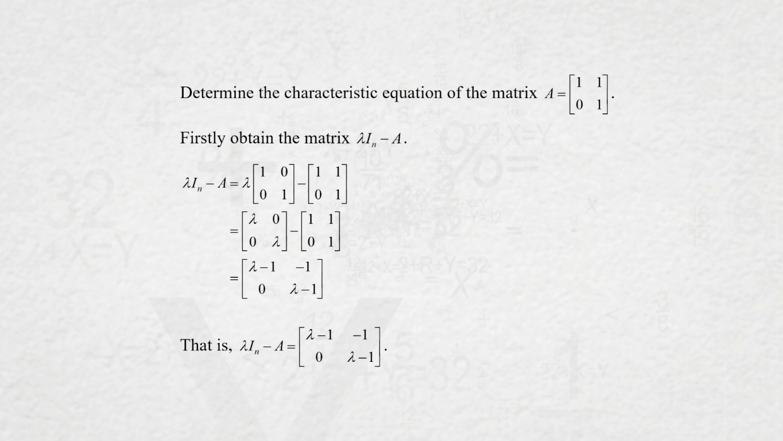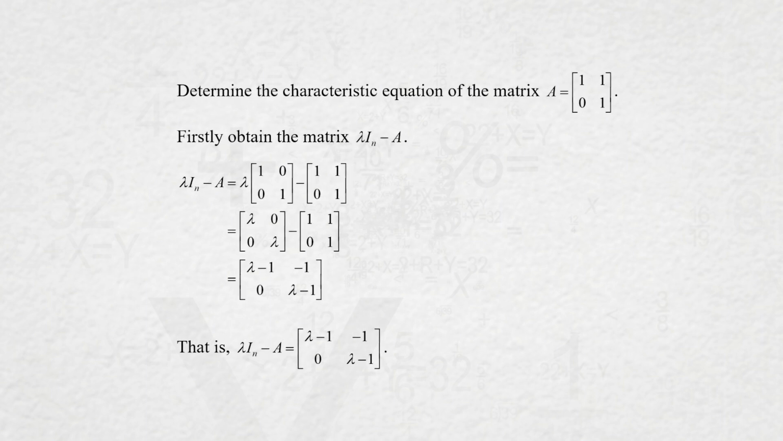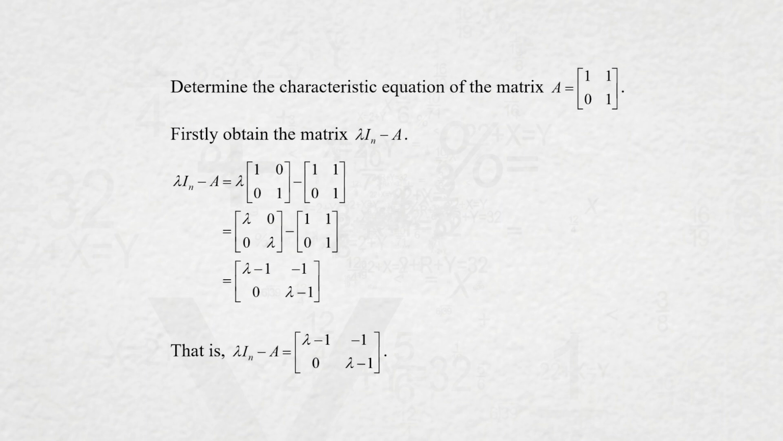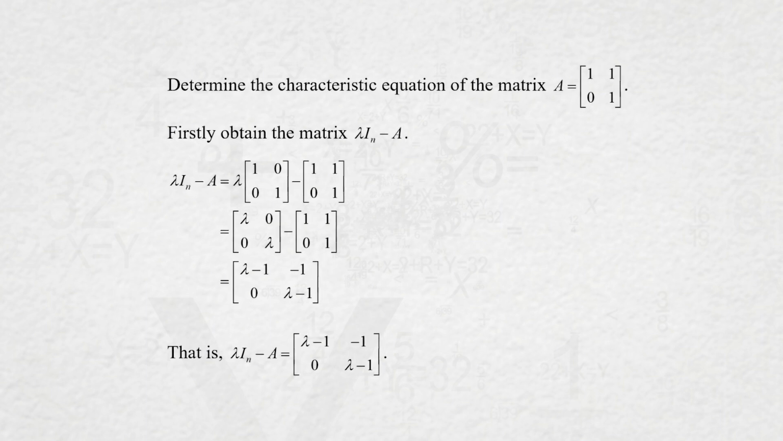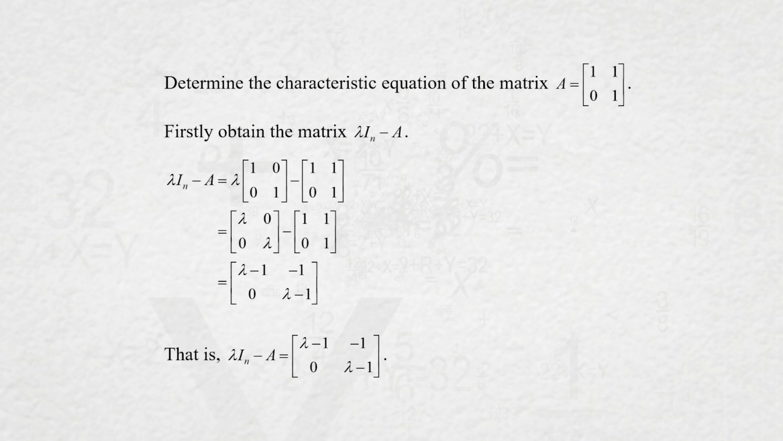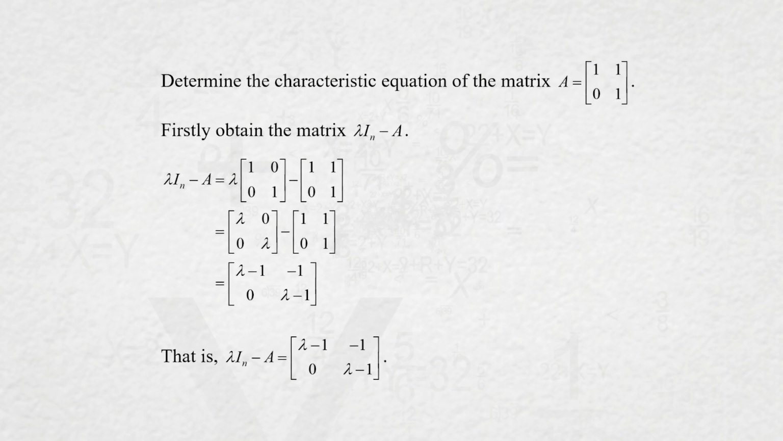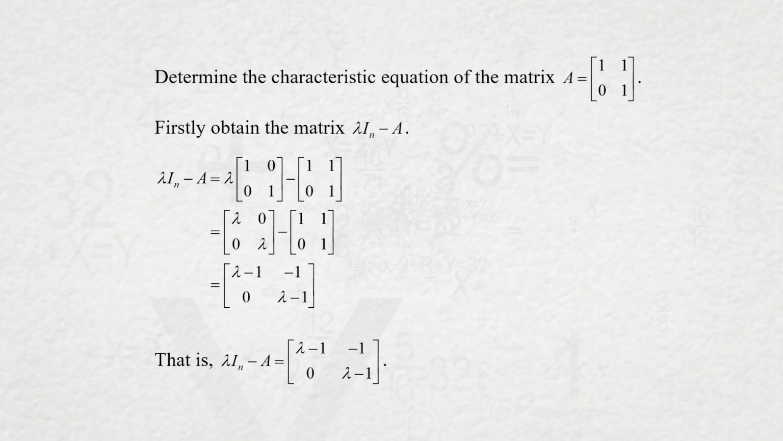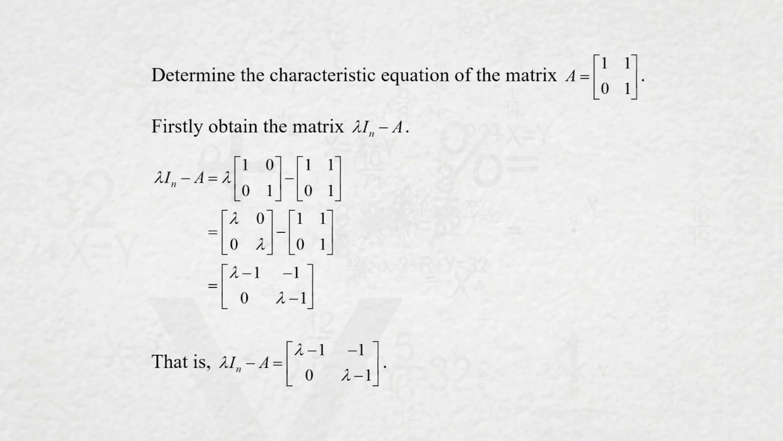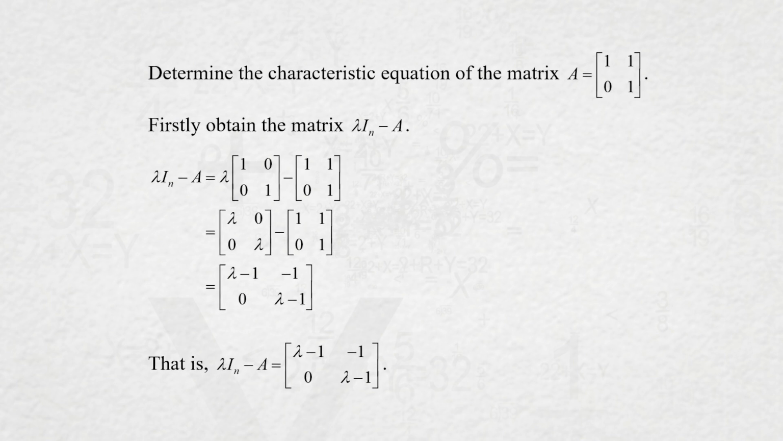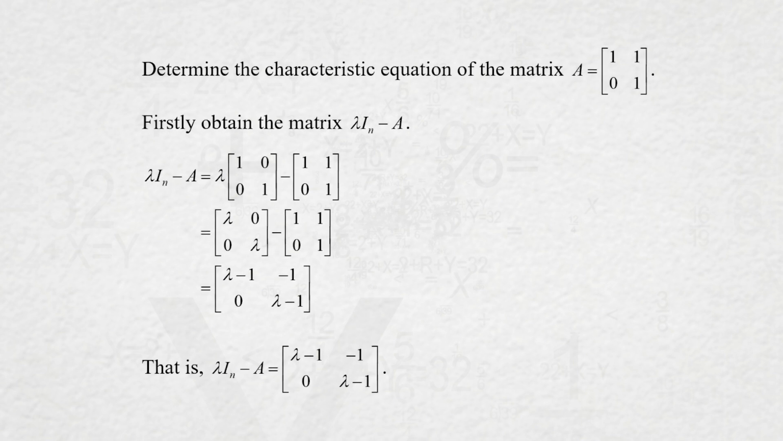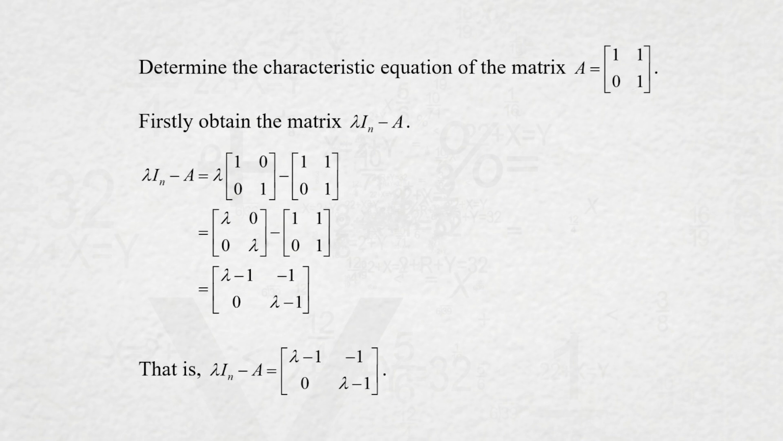So, we are going to determine the characteristic equation of the matrix A is equal to [1 1; 0 1]. First, obtain the matrix lambda In minus A. The usual procedure: lambda In is the identity matrix and A is the matrix given by 1 1 0 1, and if you do that, you have lambda 0 0 lambda minus 1 1 0 1. At last, that gives you lambda minus 1, minus 1, 0, lambda minus 1 as a 2 by 2 matrix.